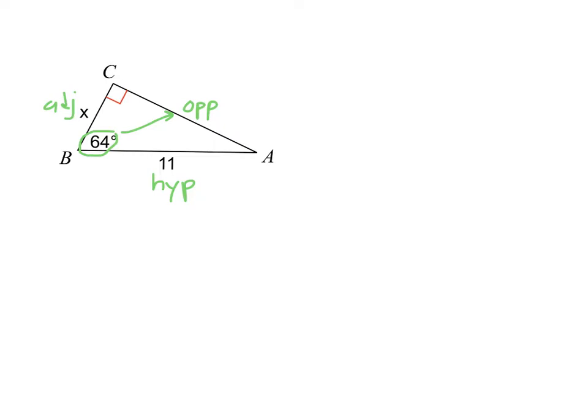So I'll write an equation. The cosine of 64 degrees is equal to the adjacent side, which is x, over the hypotenuse, which is 11. Again, remember, this is adjacent, and this is hypotenuse. And I chose cosine because I knew that it would involve the 11 and the x, or the x and the 11 in this case.